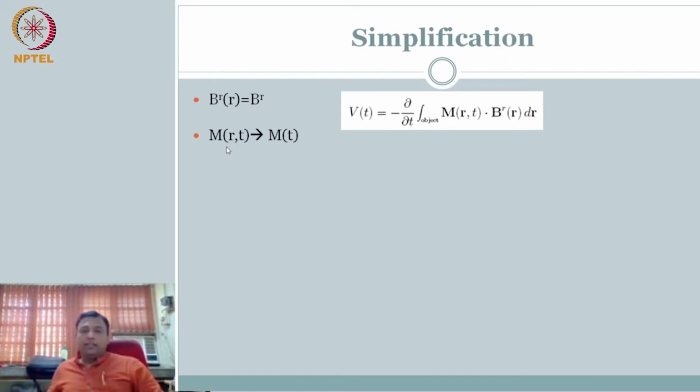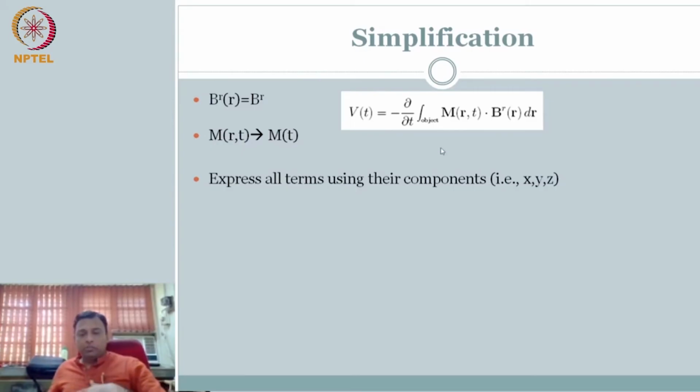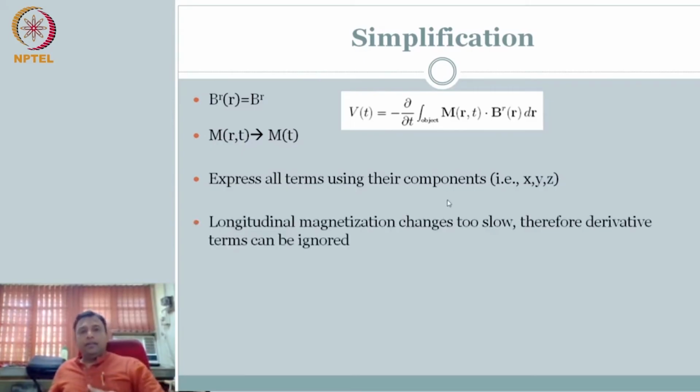If that is the case, then I can write all these terms in terms of x, y, z coordinates. Now you have these vectors, right? So I'm going to split this into components and write it. So I can write longitudinal magnetization changes too slow, right? We talked about this. Longitudinal magnetization is your M along the Z component. The Z component is changing slow, at least we can pretend it is changing slow compared to the other direction. So at least that much we can assume without going deeper.